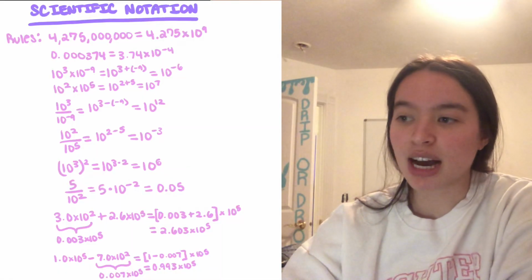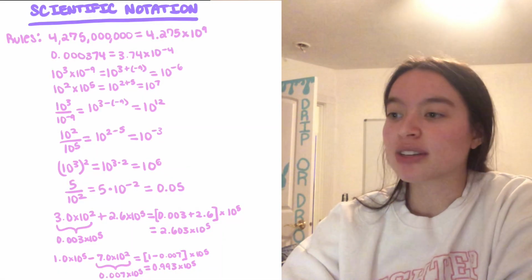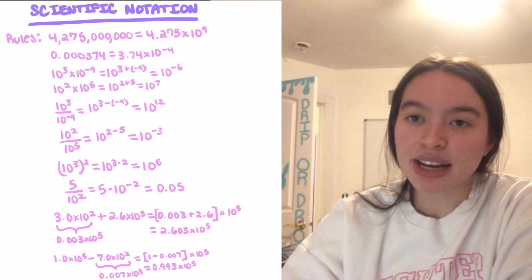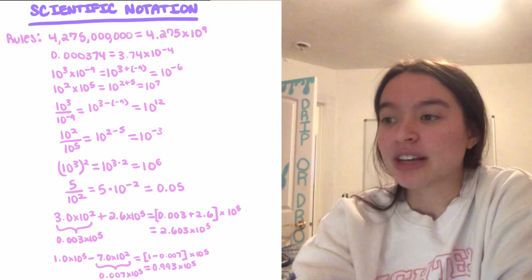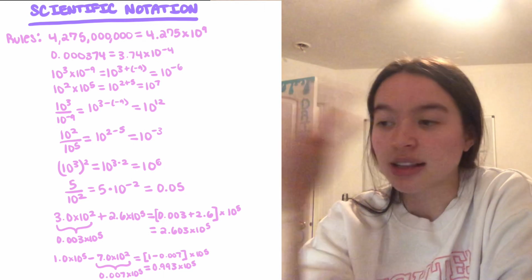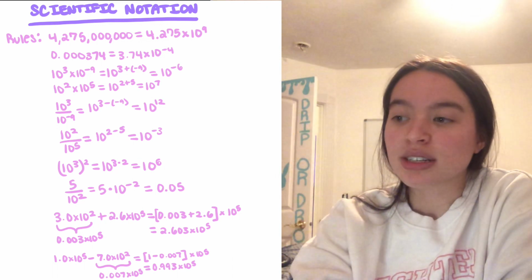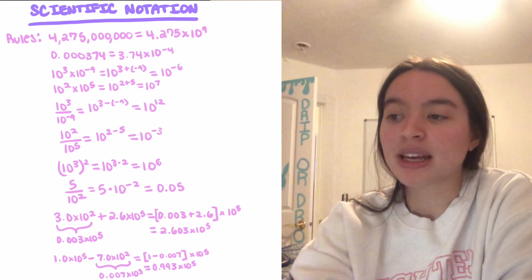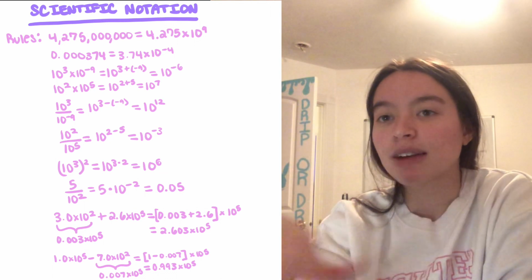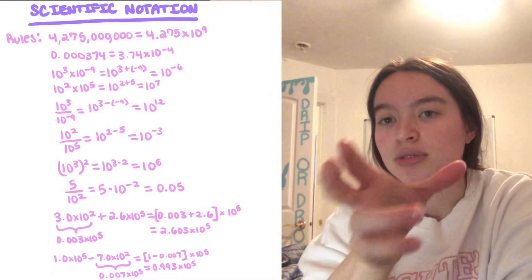Scientific notation is pretty simple as long as you keep track of all the rules. As you can see at the top, 4,275,000,000 just becomes 4.275 times 10 to the ninth. You just pretty much move the decimal place. As you can see, you start at 4, move it over a couple times, you'll reach 10 to the ninth. Next, you're going to have something like 0.000374. Same thing. You just move the decimal place over until you reach that first number, except this time it's going to be negative because the zeros are in front.